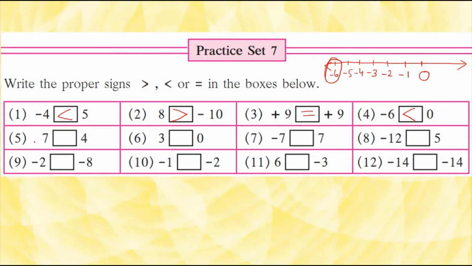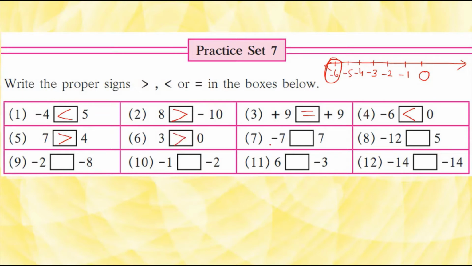Similarly, the fifth sum, 7 and 4. So, from here, we know that 7 is a greater number or a bigger number. So, we are going to put this sign. Similarly, for the sixth sum, we have 3 and 0. So, 3 is a greater number and hence this sign.